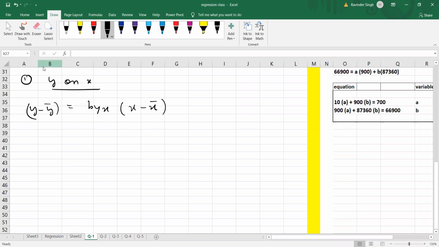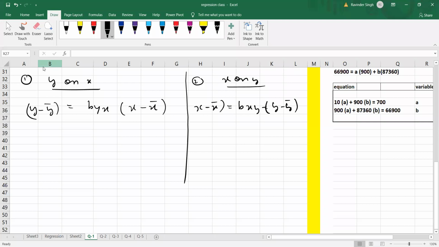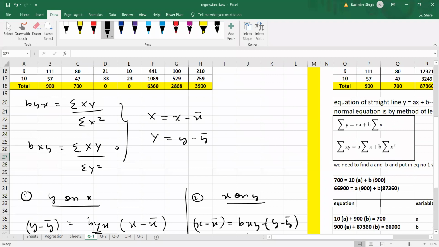You also have the regression equation of x on y. So x on y will be bxy, and y is on the left side, so this will be x minus x bar equals bxy times y minus y bar. So these two lines of regression we have to estimate. To get these equations of line, first we will calculate byx and bxy by using this set of formulas.